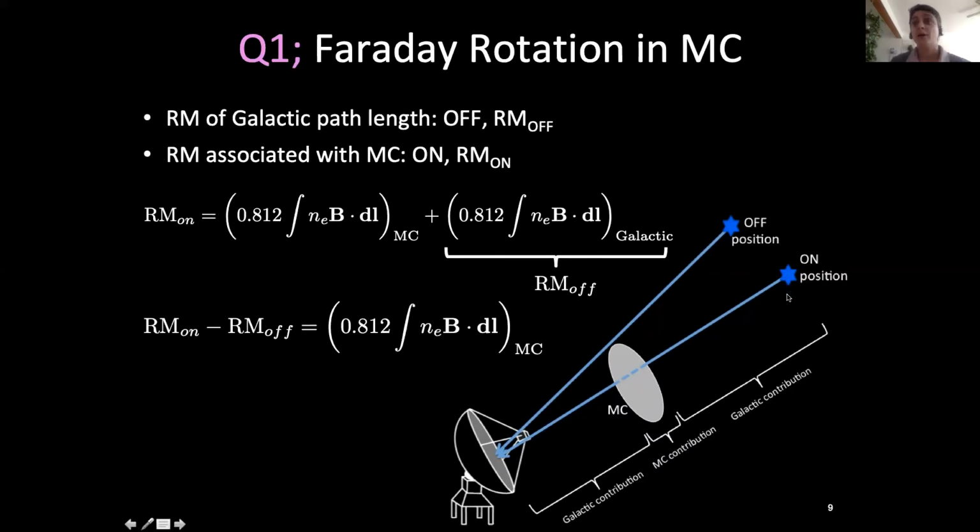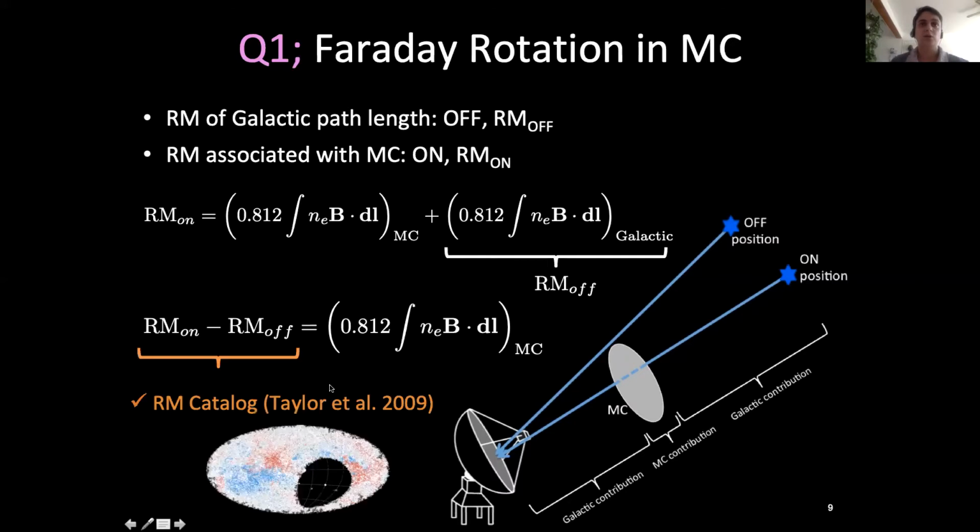And then the on positions, or RM on, are the points that fall on the molecular cloud or close to the molecular cloud. So now we can write RM on minus RM off gives us the rotation measure in the molecular cloud. For this purpose, we use an already published rotation measure catalog by Taylor et al., which provides an almost full coverage of the sky with rotation measure point sources. So with this, we've answered the first question.